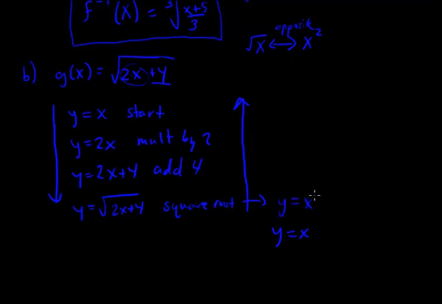So first you want to say x squared, right? Because we're doing the opposite of the square root. We want to square it. Then instead of add 4, you want to subtract 4.